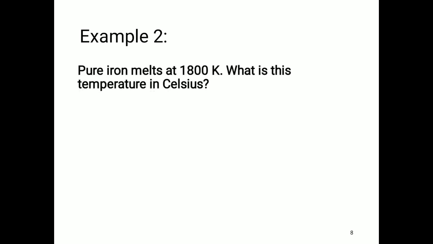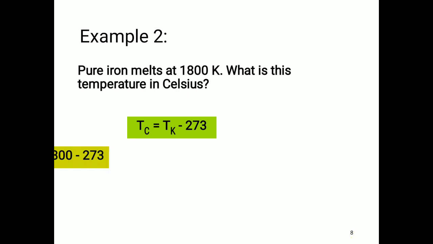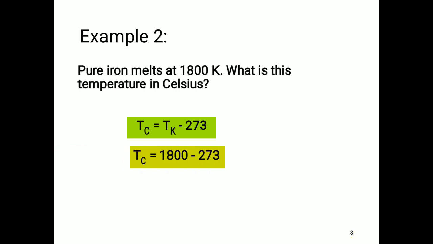Now we are going to another example. Pure iron melts at 1800 Kelvin. What is this temperature in Celsius? So you have the temperature in Kelvin. If you want to convert this temperature into degrees Celsius, then you have to subtract 273 from the Kelvin. So we have 1800 Kelvin, we subtract 273 from that, and you will get 1527 degrees Celsius. Okay.